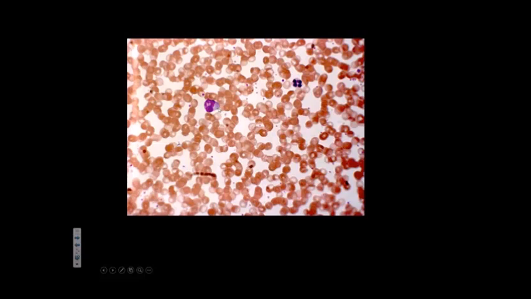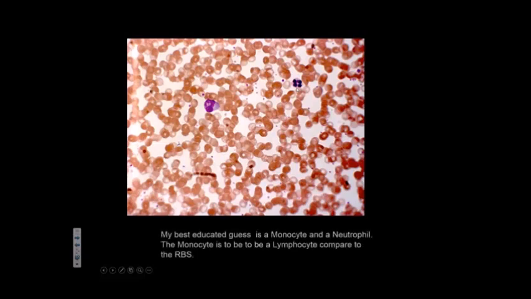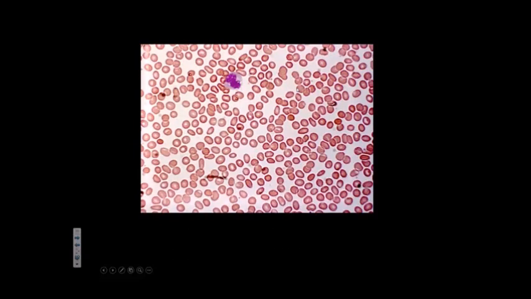Okay, so what's that? Monocyte. Okay, that's probably a neutrophil. Okay. What's that? You've got some clear cytoplasm on both sides. Monocyte. Okay.